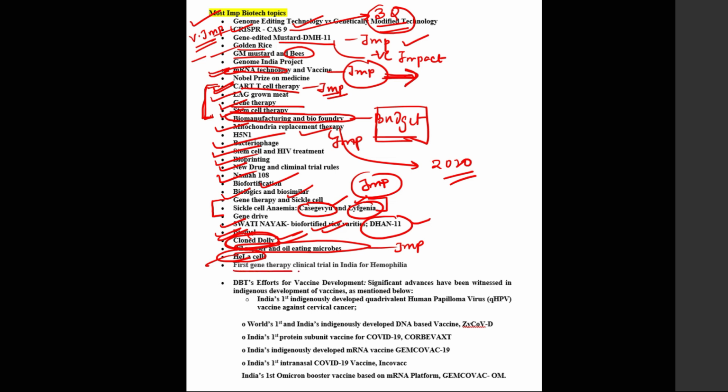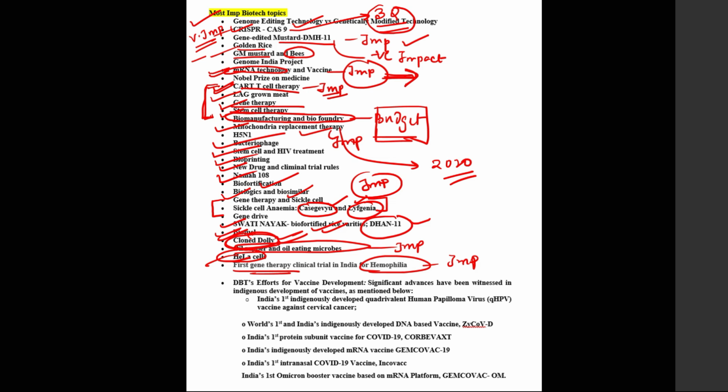Next, guys, the first gene therapy for hemophilia. Again, very important. You see, gene therapy, stem cell therapy, CAR T cell therapy. Very, very important this year. Again, I repeat, very, very important: gene therapy, stem cell therapy, then CAR T cell therapy.